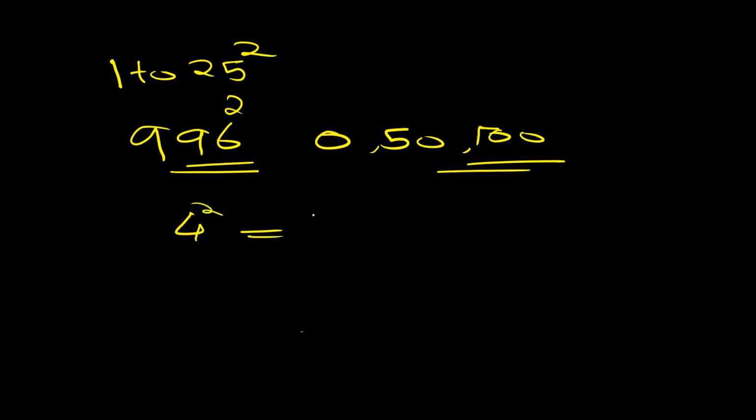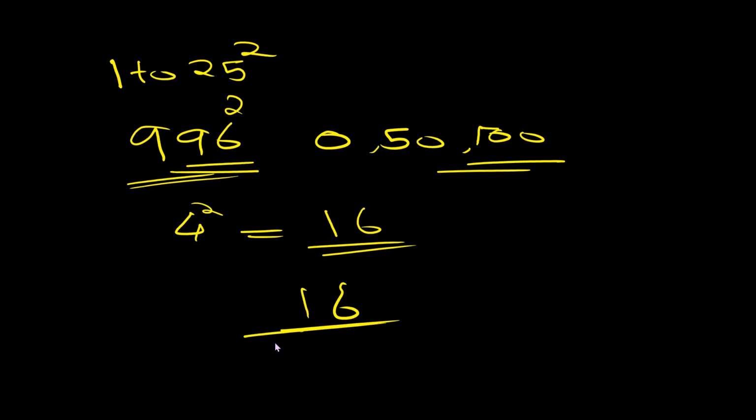So 4 square is equal to 16. For this number, if you are squaring 996, you will get 16 as the last two digits. You can check it out. You'll be getting 16 as the last two digits. So check and say whether you're getting the last two digits as 16. Check and say whether you're getting the number or not.